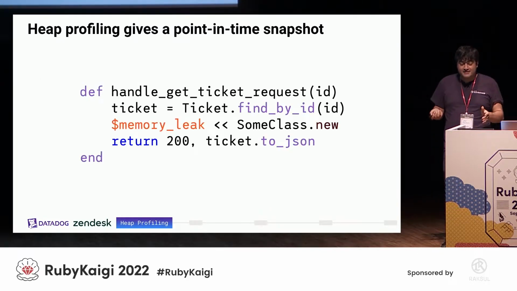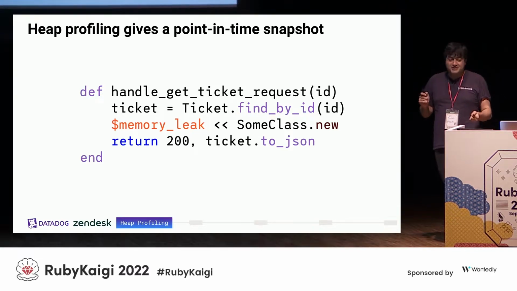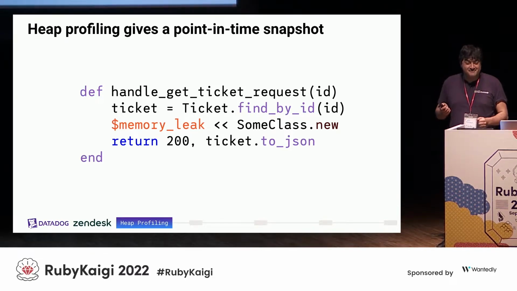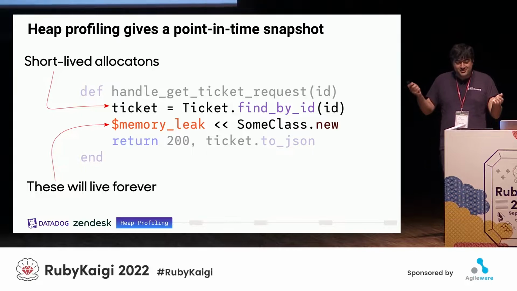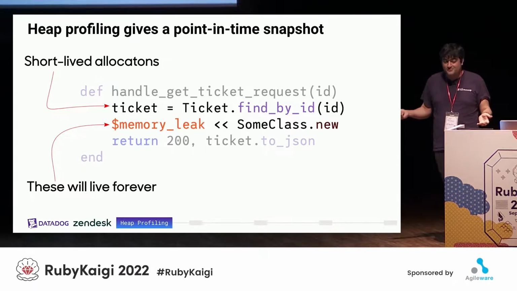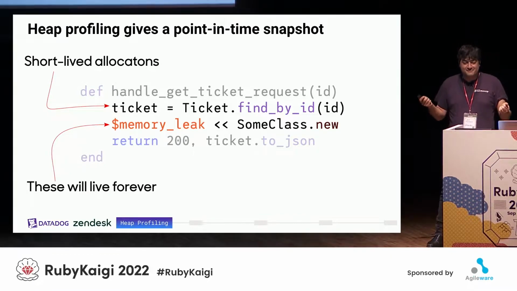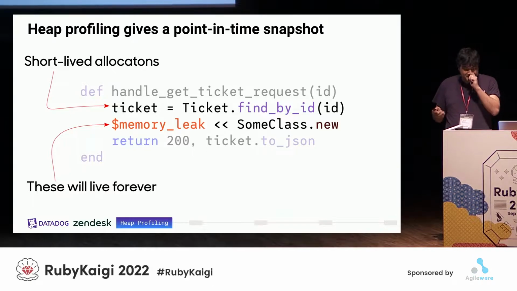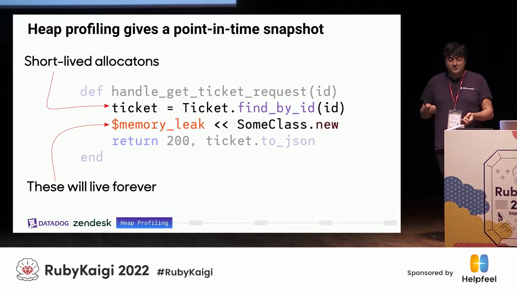So, maybe best to explain this by example. We've got this great application, which I didn't pull straight out of Zendesk, and it's got two parts that allocate memory. That top one is a very short-lived allocation, right? The ticket is loaded for that request, and it's going to go out of scope when the request finishes, and it'll get garbage collected probably in the next cycle. As Matt said, most objects die young. But there's a second kind of allocation there, which is a global, and it's going to end up living forever. And so we've got ourselves a memory leak here.